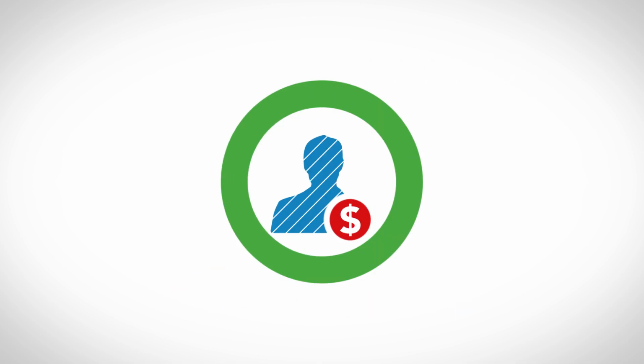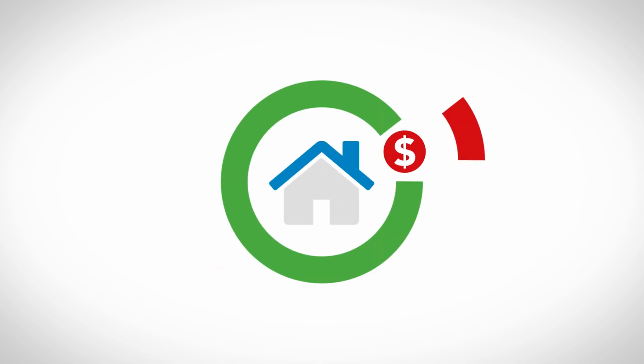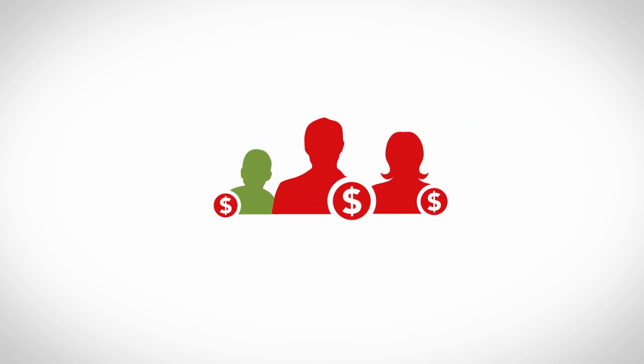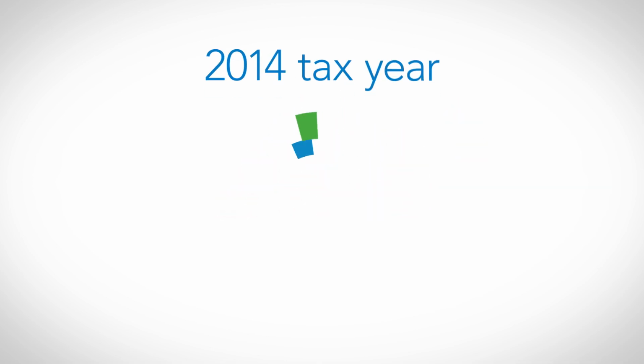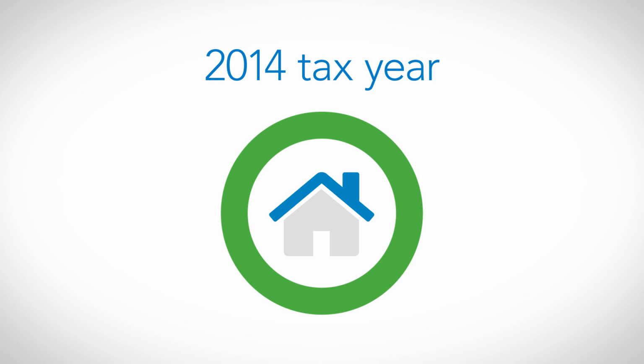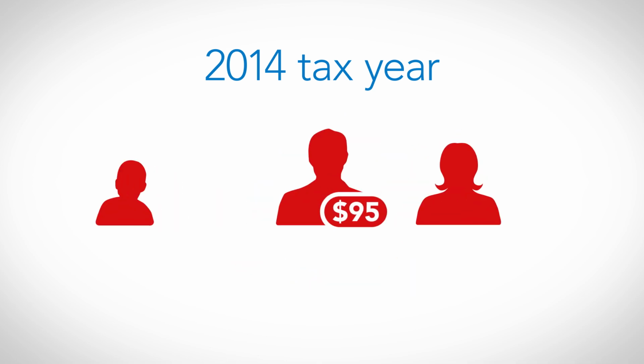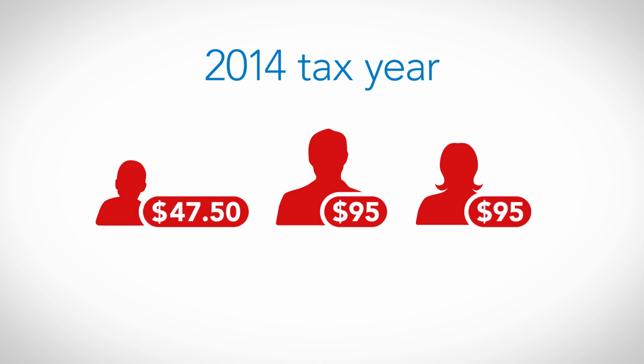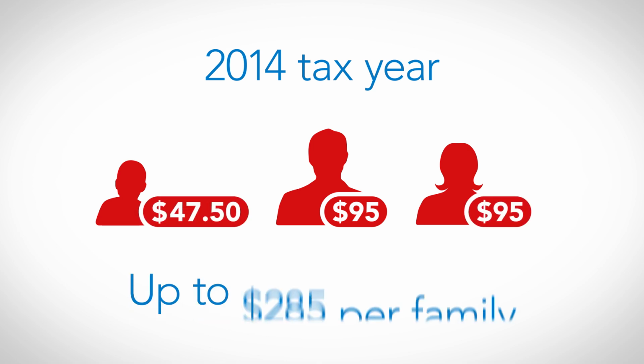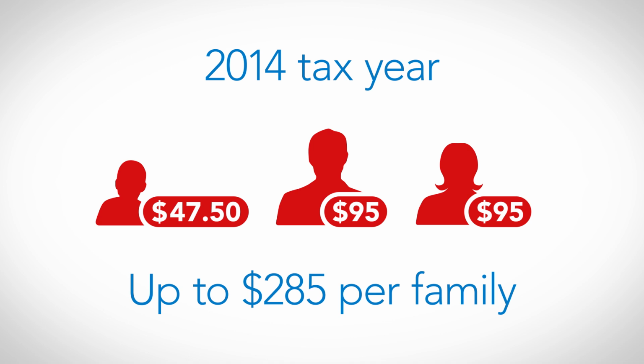The tax penalty is calculated based on a percentage of your household income, or a per person or per family rate, whichever is higher. For the 2014 tax year, the tax penalty amount is either 1% of your household income or $95 per uninsured adult and $47.50 per uninsured child, up to $285 per family.